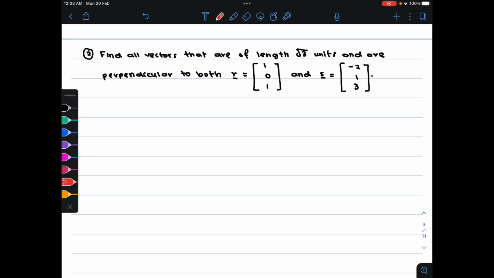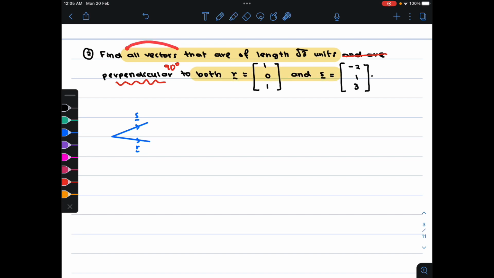For question 2, please cross out the word "and" "are". Therefore, the full sentence should be: find all vectors that are of length set 3 units perpendicular to both vectors R and S. So say that this is vector OR, or just vector R, and this is vector OS, or just S. So we need to find all vectors that are of length set 3 units perpendicular, or 90 degrees, to both R and S.